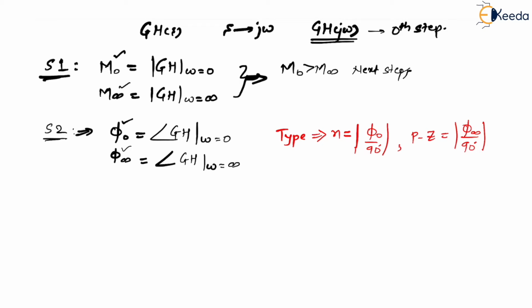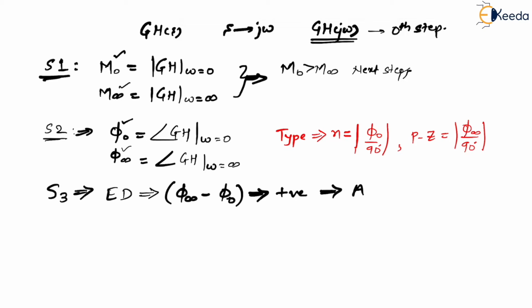Now step 3. Step 3 was to find the ending direction. In order to find the ending direction, we used to do phi infinity minus phi 0. If this subtraction comes out to be positive, then the ending direction is going to be anti-clockwise, and if it comes out to be negative, then the ending direction would be clockwise. We have seen that.